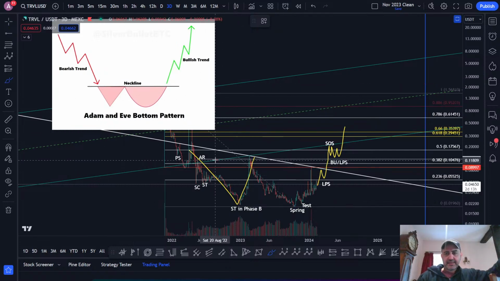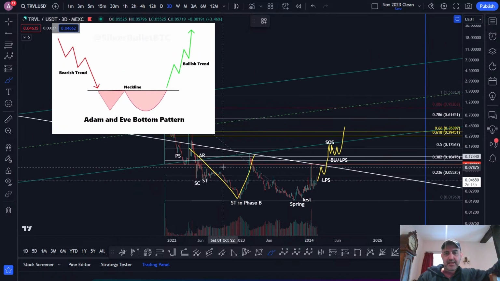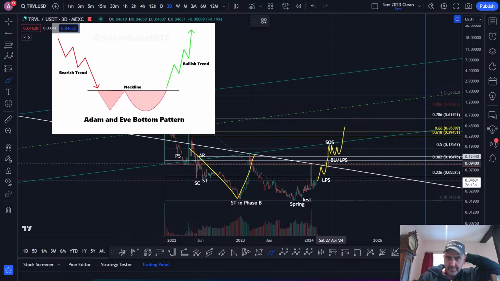And then the neckline, according to the Wyckoff, will be the LPS after you have a buy up. So if this plays out, we are on track to complete this pattern, because you have the bearish trend, you have the Adam, you have the Eve. We have to flip this line into support. Then we have a break, which is the buy up, the SOS. It doesn't have to come back to 9 cents. It could. But the neckline is important.